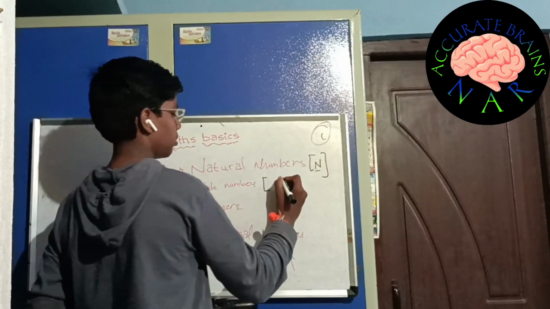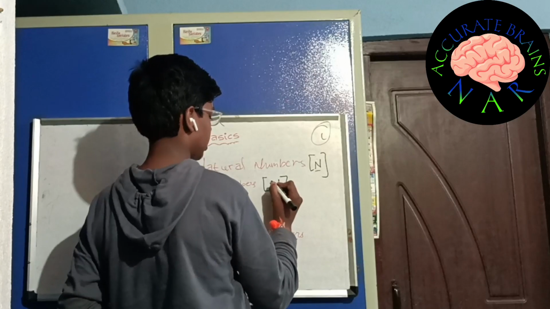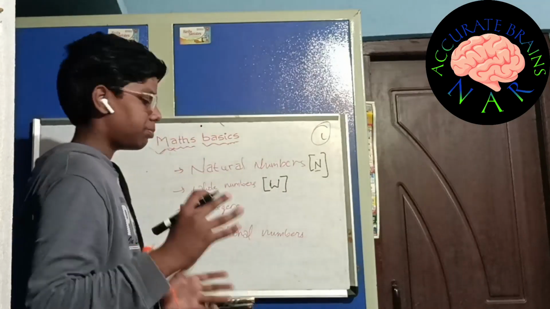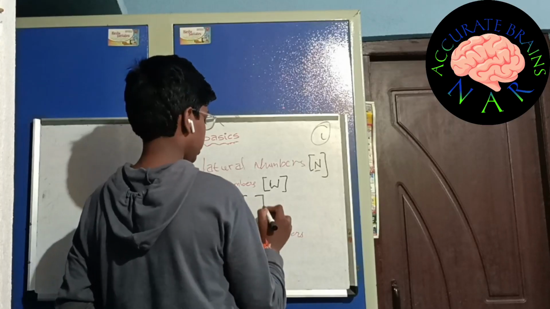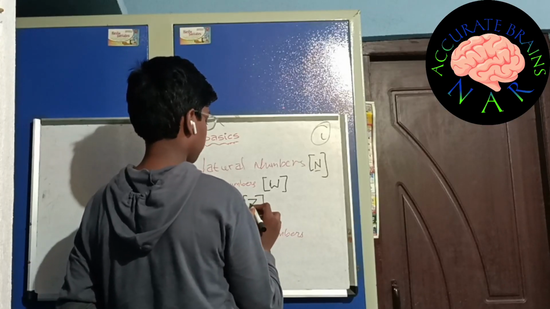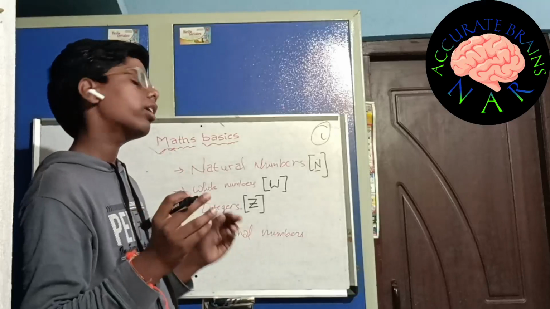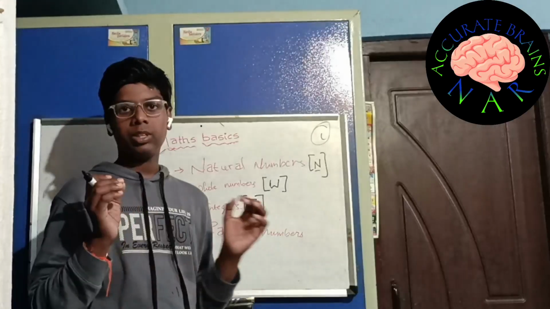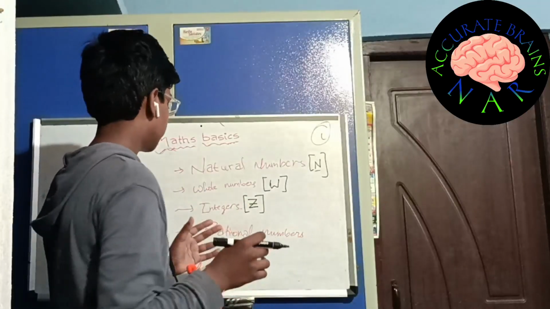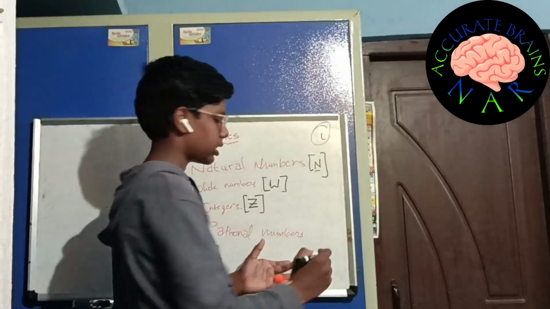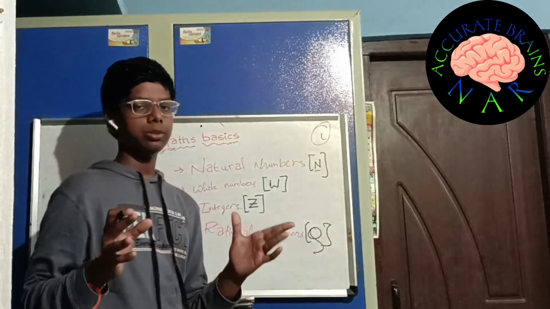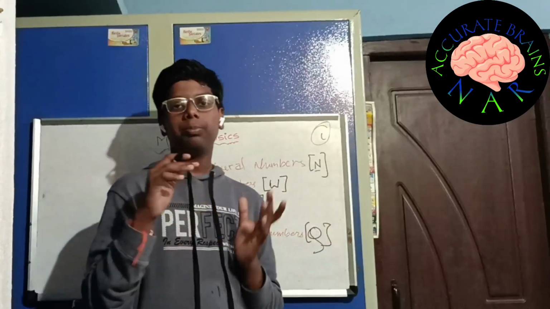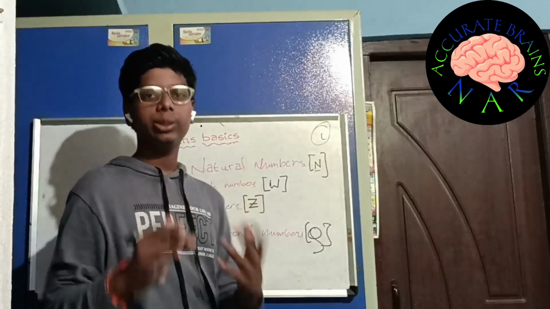Whole numbers are represented by capital W. Integers are represented, as I told you, by Z or I, but the major one is Z. The rational numbers are denoted by capital Q. Here we know that rational numbers are of the p by q form, and they are denoted by Q.